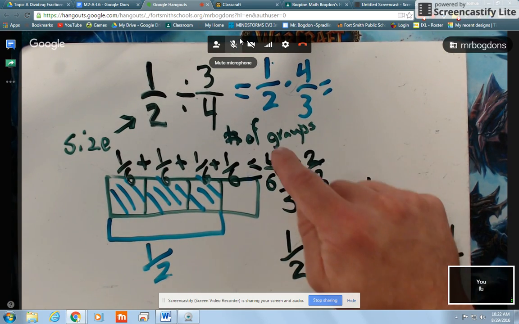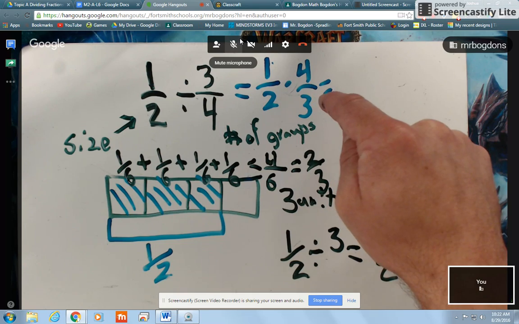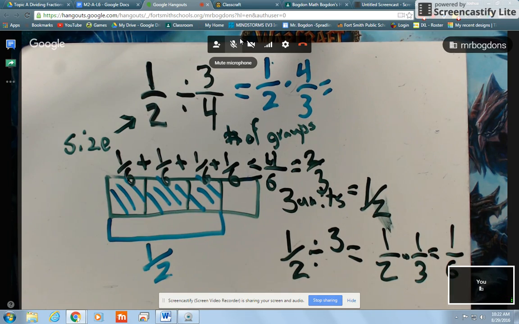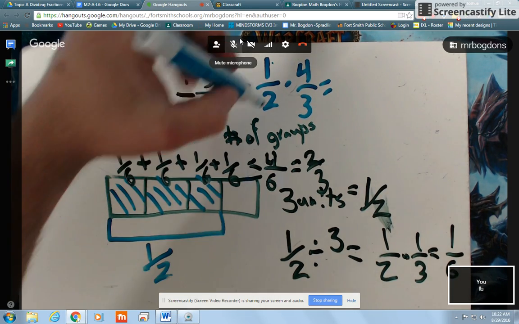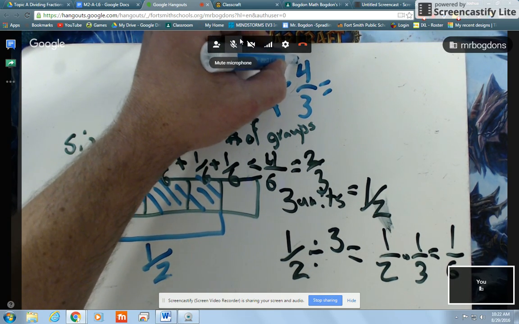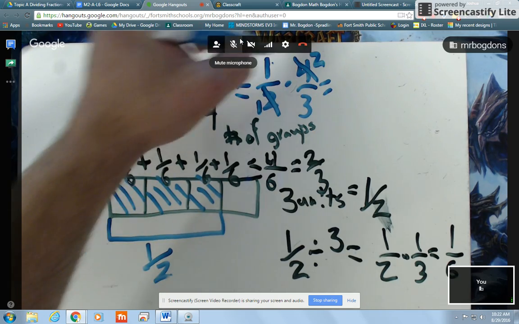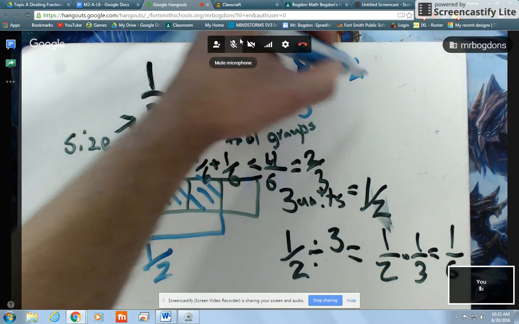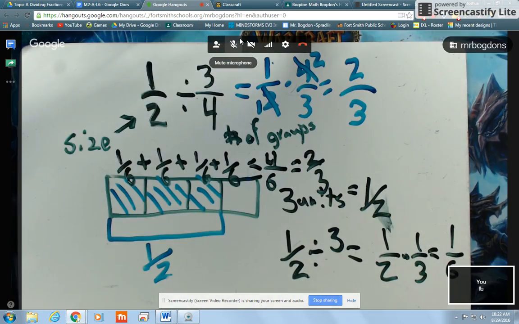So I see a 2 and a 4. What factor will go both into 2 and 4? 2. 2 divided by 2 is? 1. 4 divided by 2 is? 2. Multiply across. 1 times 2? 2. 1 times 3? 3/3.